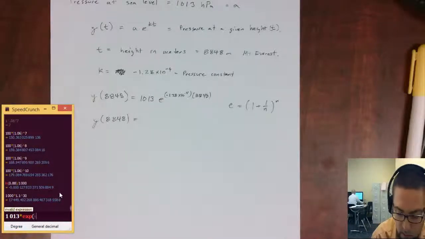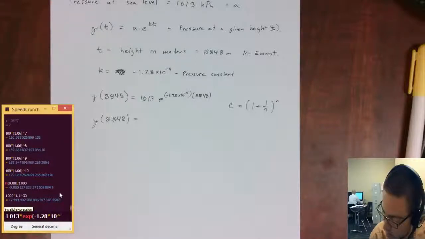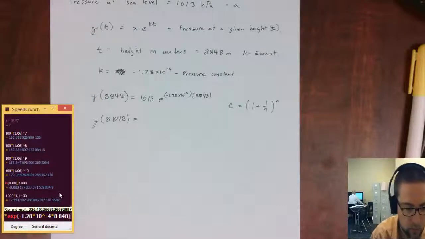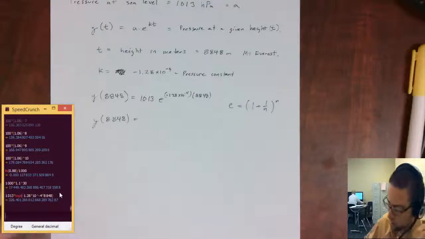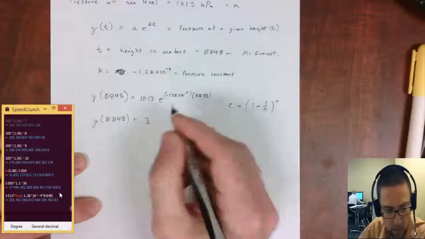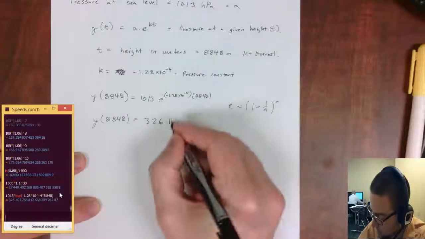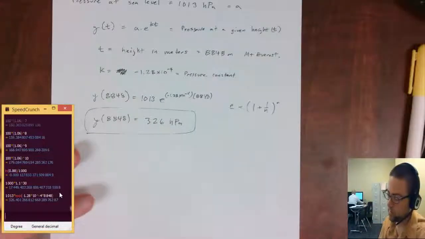So this is negative 1.28 times 10 to the negative 4 times 8848, all that in the parentheses. So this is kind of the exponential function, which takes care of it. So this is 326 hectopascals. Okay, so that's the way you do something with exponential decay.